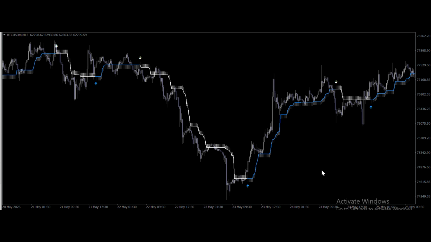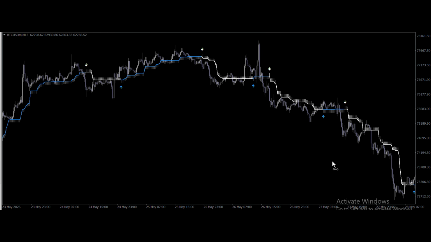And that's how you can use this buy and sell arrow indicator to find trading opportunities in the market.